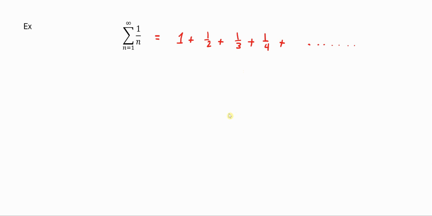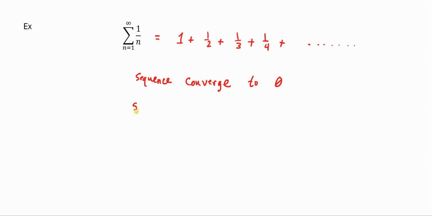I just want to make a note here. You can see that the sequence, the list of numbers here, is getting smaller and smaller, and so the sequence will converge. Each of the individual numbers gets smaller and smaller to 0.